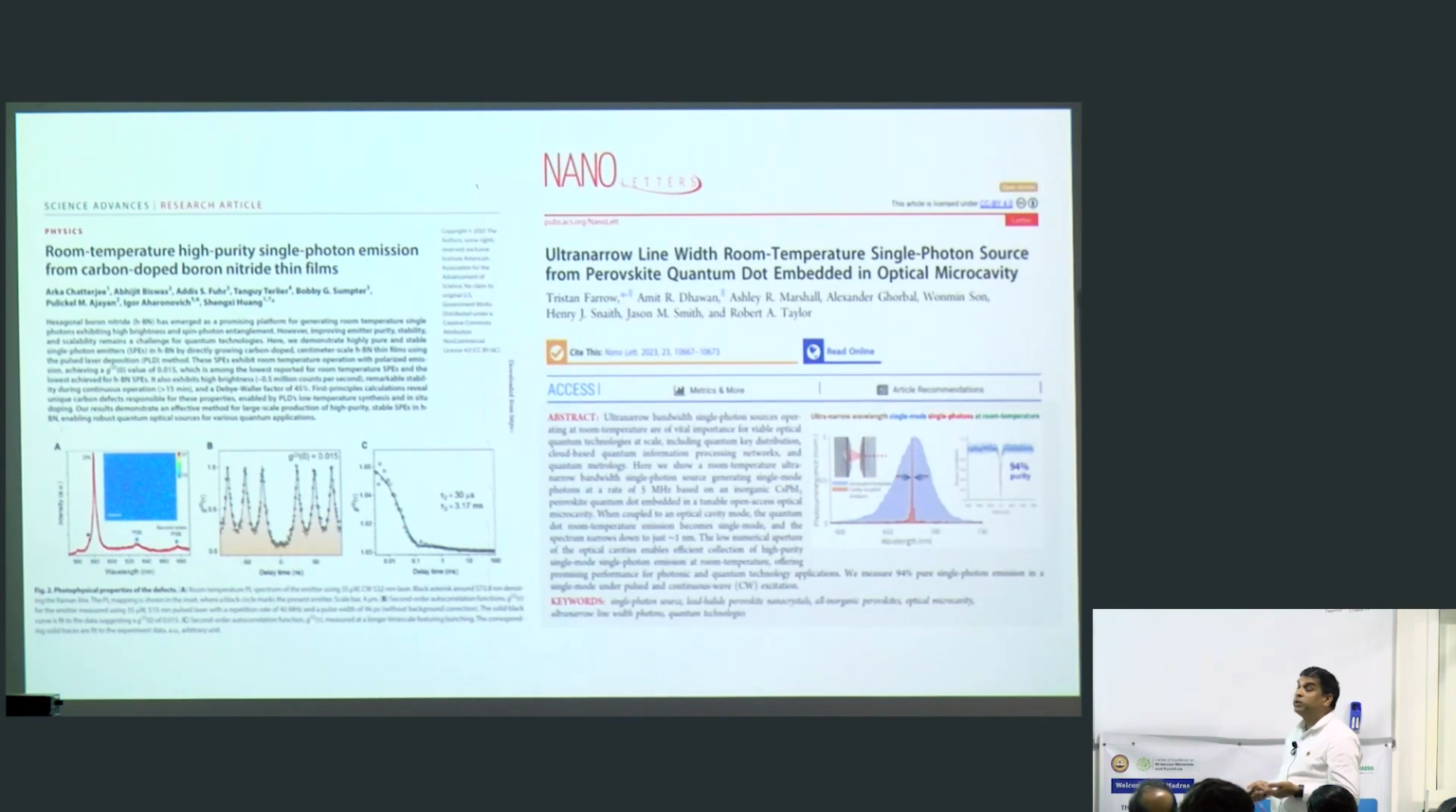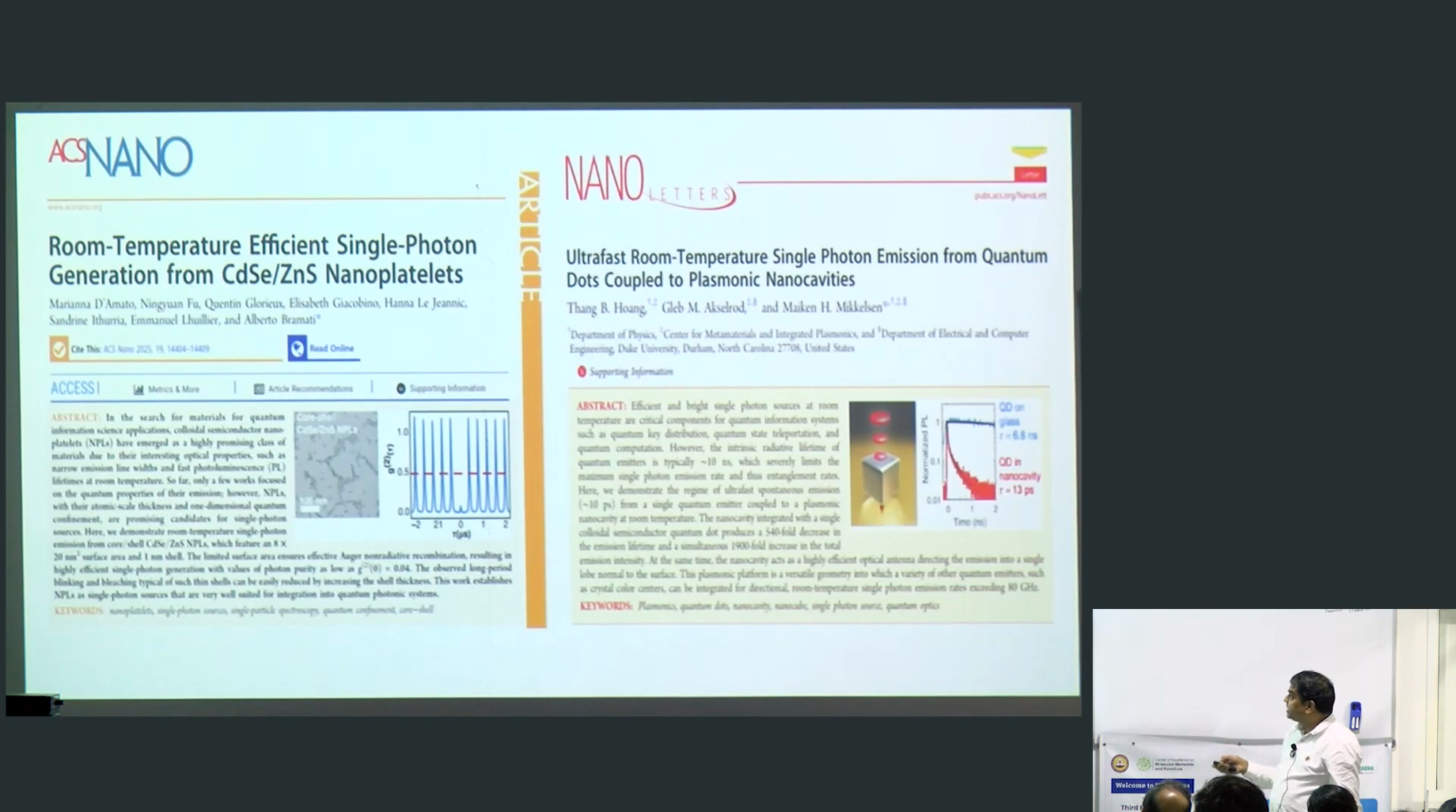So it would be good if we can have a room temperature single photon source. And these days, there are very nice articles coming out in Science Advances. There are several papers also. They are talking about carbon-doped boron nitride, here perovskite quantum dots. We are hearing all these things. They have applied cadmium selenide and zinc sulfide. So they are also working on room temperature single photon emission. So the field is emerging.